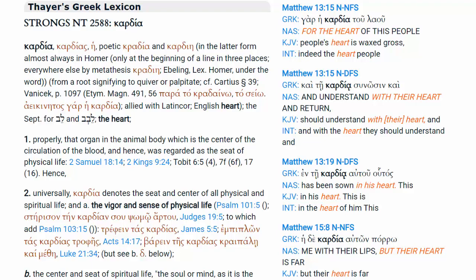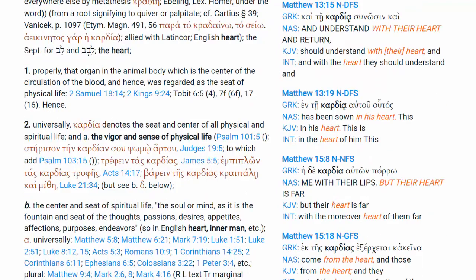The Septuagint for lave and levav. So they're telling us that when the translators of the Septuagint ran into these two words, which are heart in Hebrew, then cardia is the word they used to translate it. That's not a piece of information you can use right now, but just be aware that these kind of resources are watching for translation trends that would have influenced the New Testament community. It's probably more than you needed to know, right?